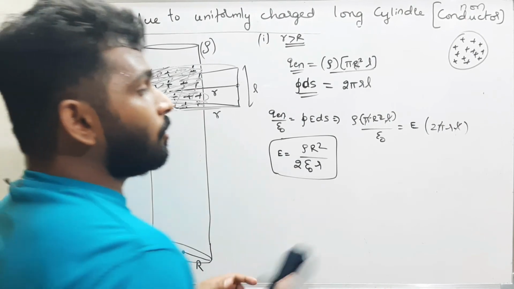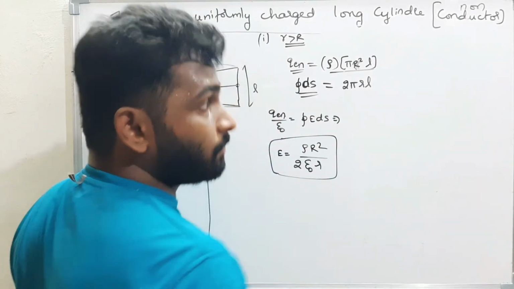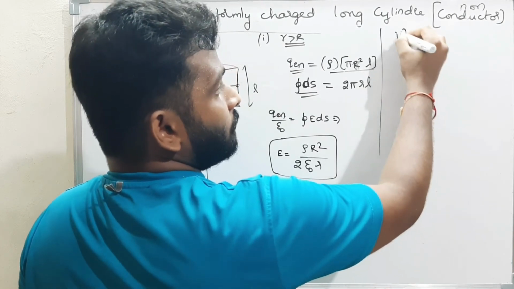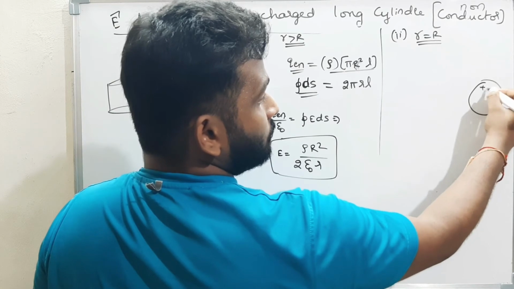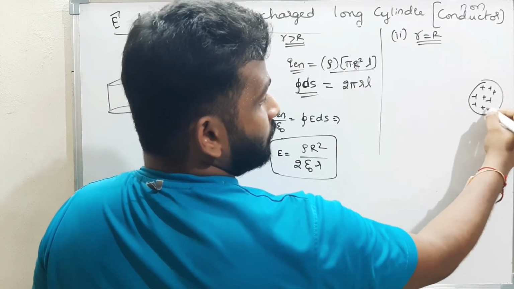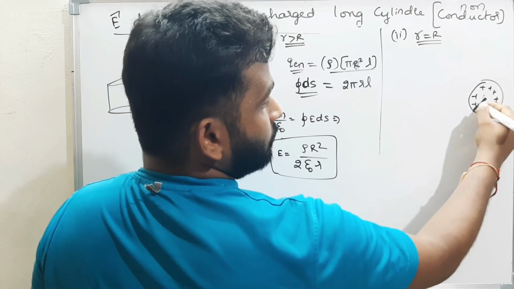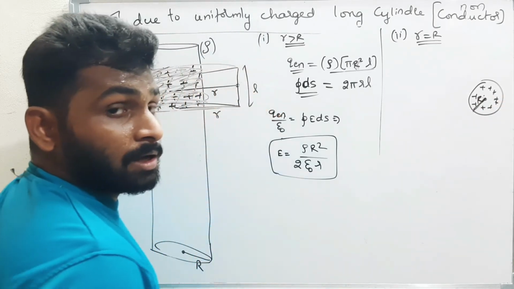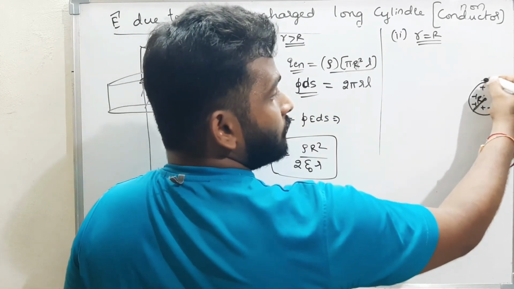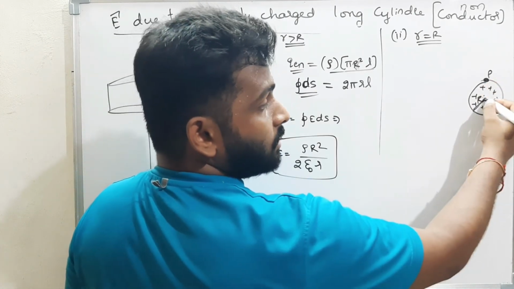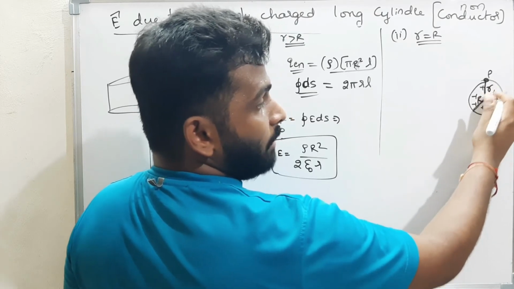Okay. Now when the point is on the surface, that is, when small r is equal to capital R, what is the meaning of this? This is a cylinder of radius capital R. Now I am assuming a point on the cylinder, somewhere here on the cylinder. What is the distance from the center? The distance is small r, and small r and capital R are both the same.